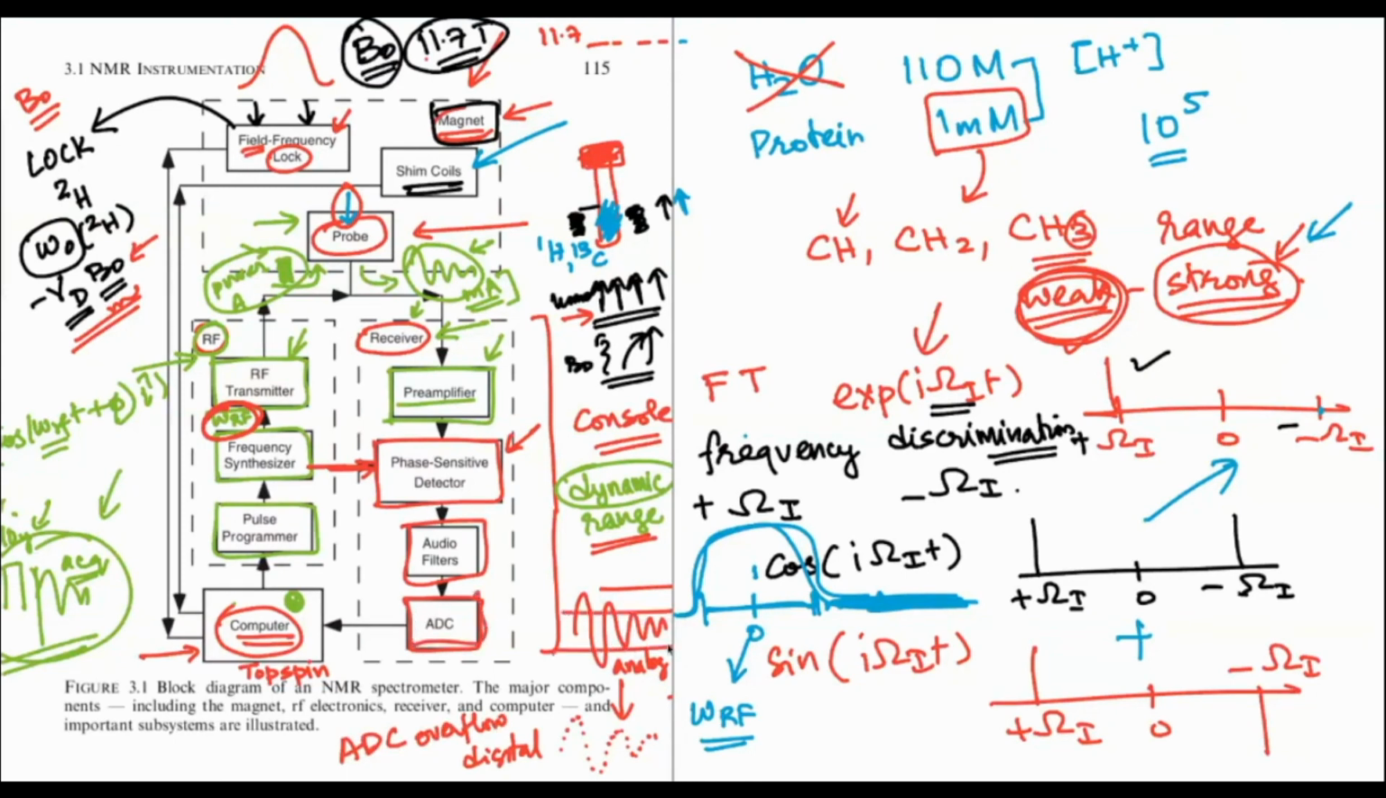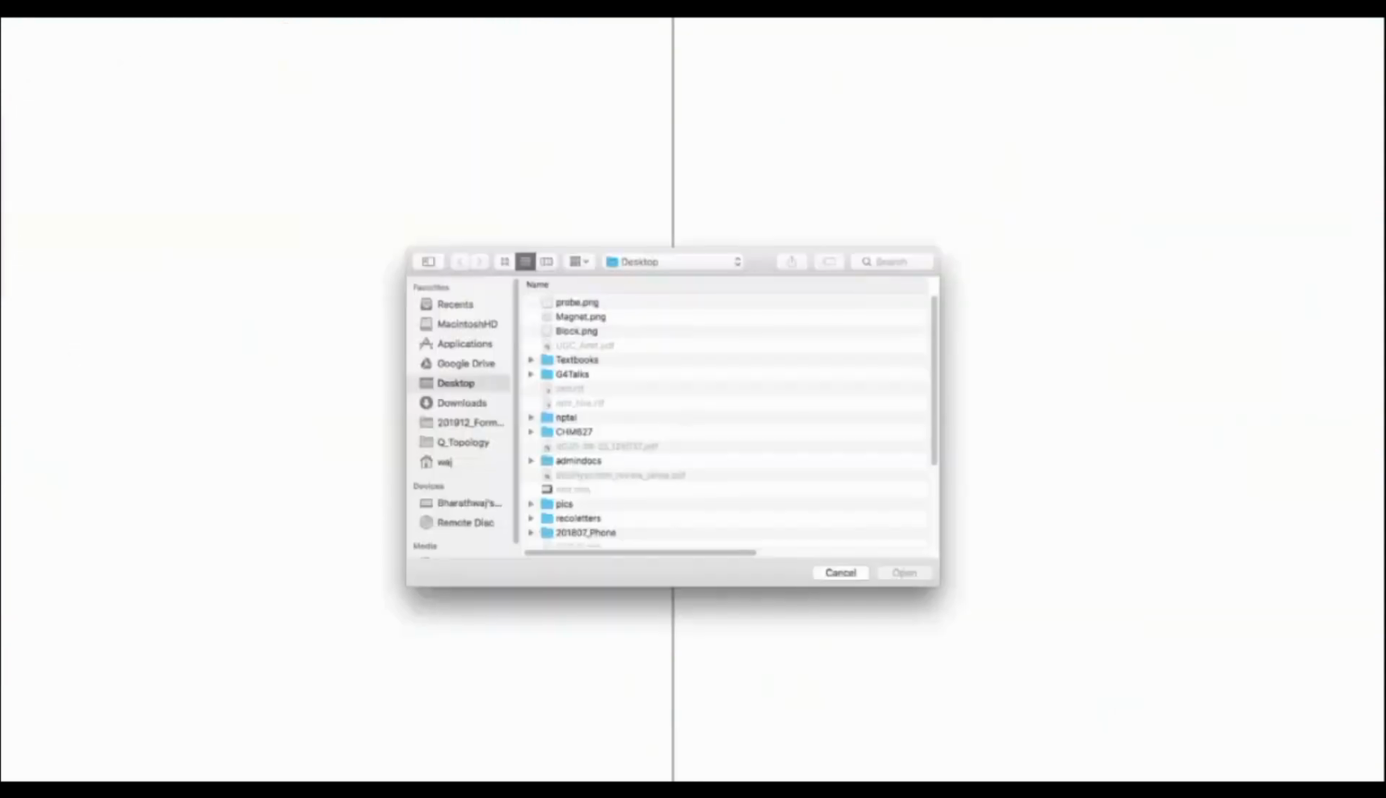So let's say this is the range of the ADC converter. If you have signals that are above this, it's going to throw an error. Therefore, this discretized signal is then given to the computer, where once again we Fourier transform to take a look at the spectrum. So now let's go to the next component, which is the magnet.